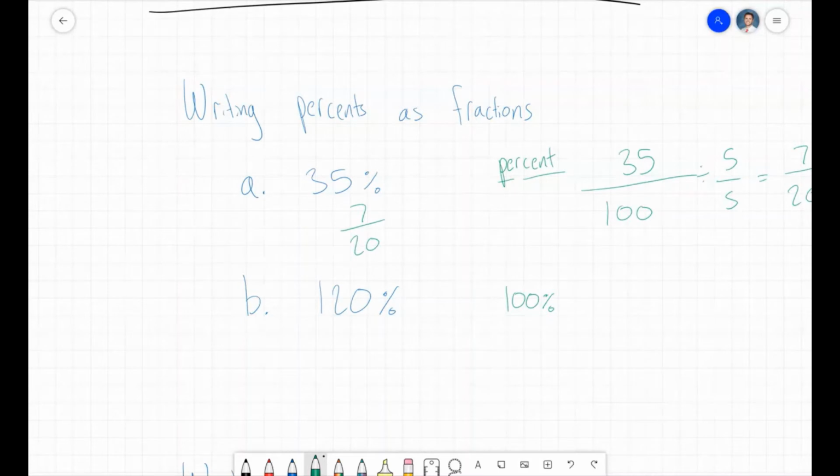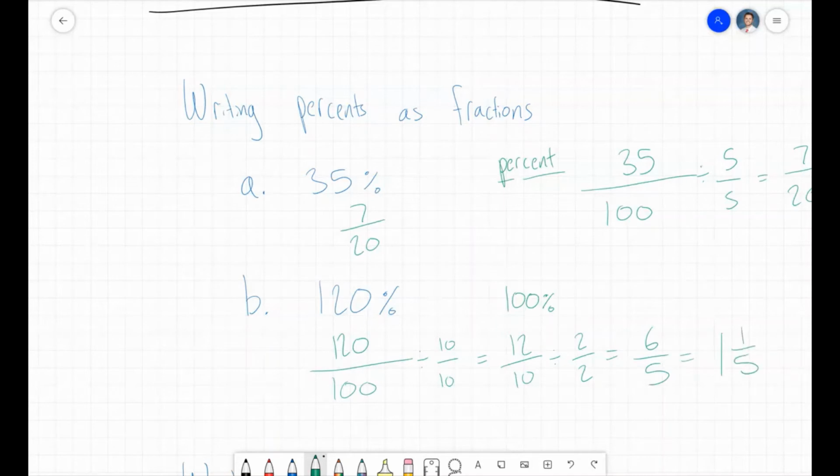So now if we want to write the percent 120% as a fraction, again, our denominator for percent is always 100. So we have 120 hundredths. And we could divide both of these. First, you could divide them both by 10, and you would get 12/10. You could divide those both by 2 and get 6/5. And you could then write this as the mixed number, 1 and 1/5. So 120% is equal to 1 and 1/5.